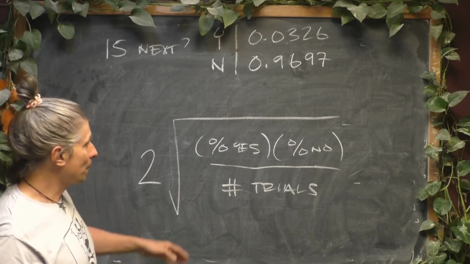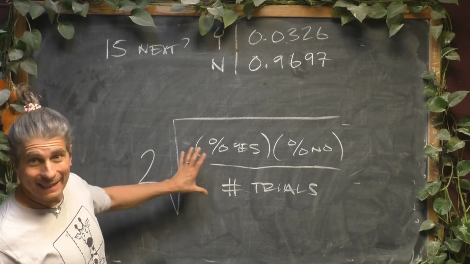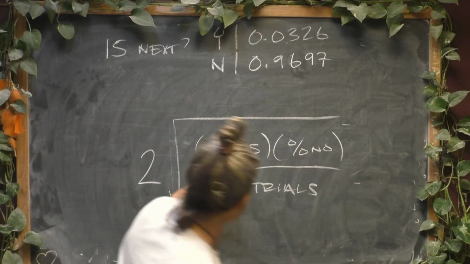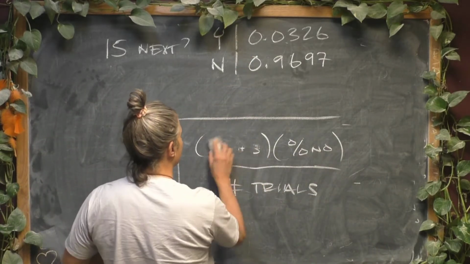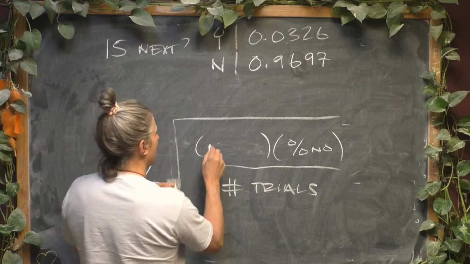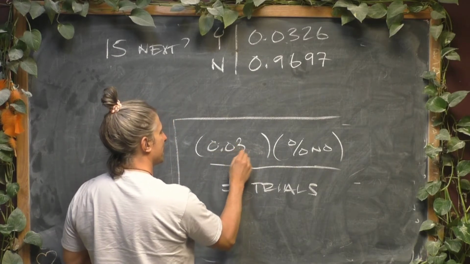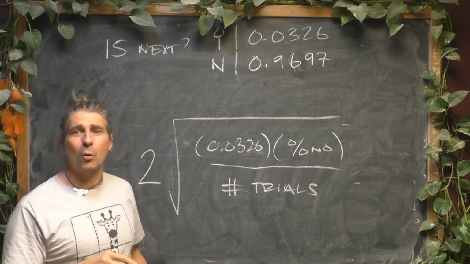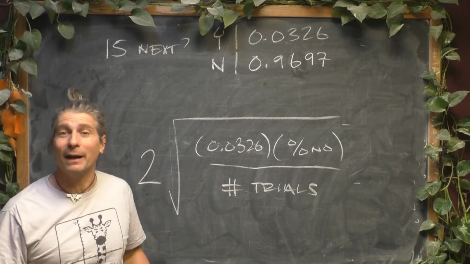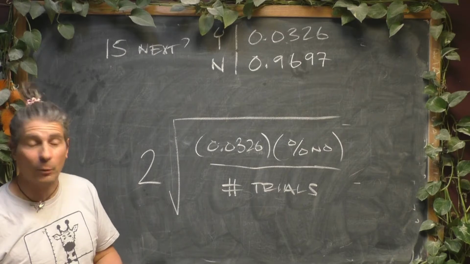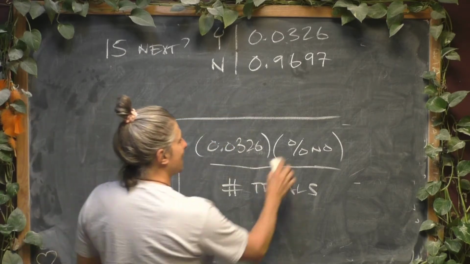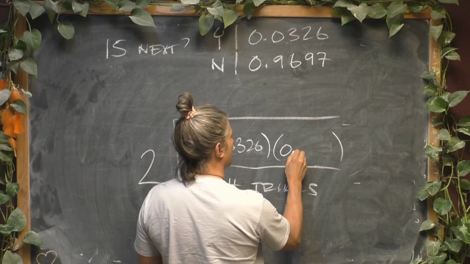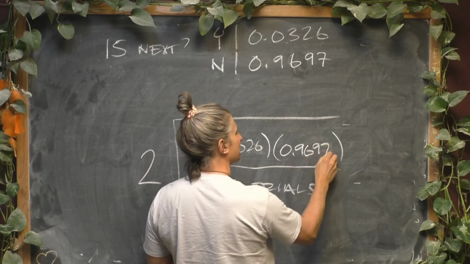Okay? So all of this information is in your spreadsheet. For example, my percent of yes is the 3.26%. 0.0326. Make sure you write it as a decimal because chances are you won't write 3.26 divided by 100. So write it as a decimal. It's easier to work with. That is 96.97%, which we're going to write as 0.9697.